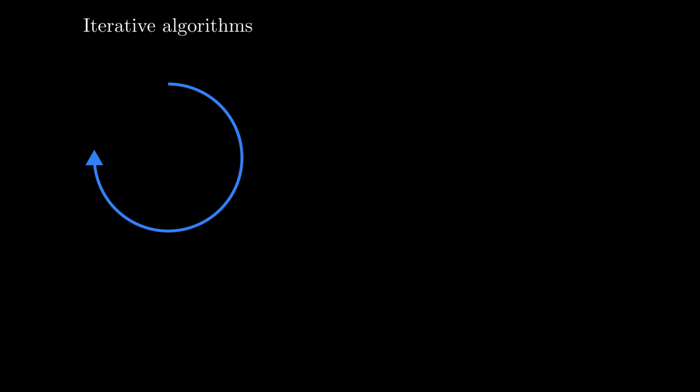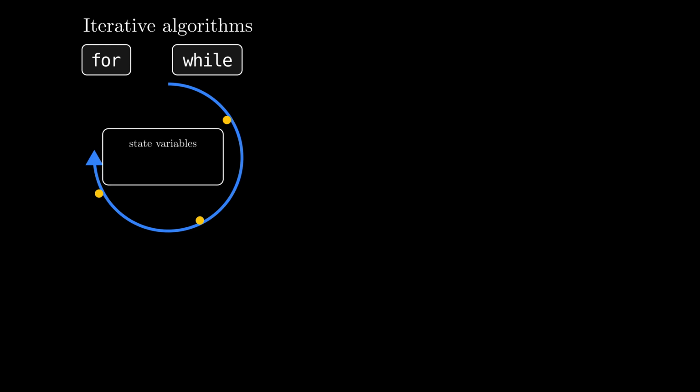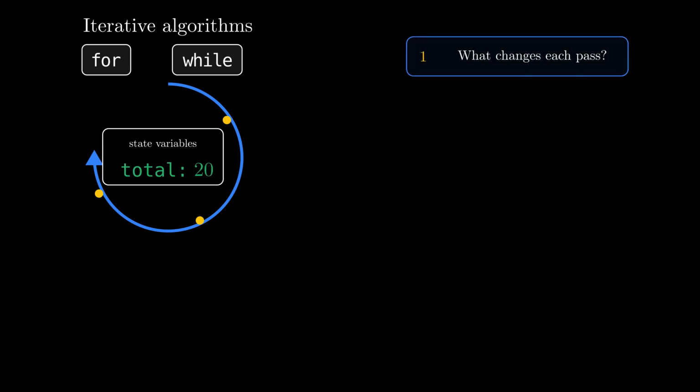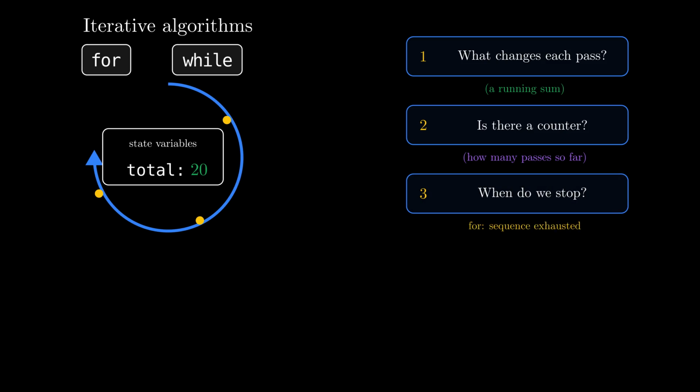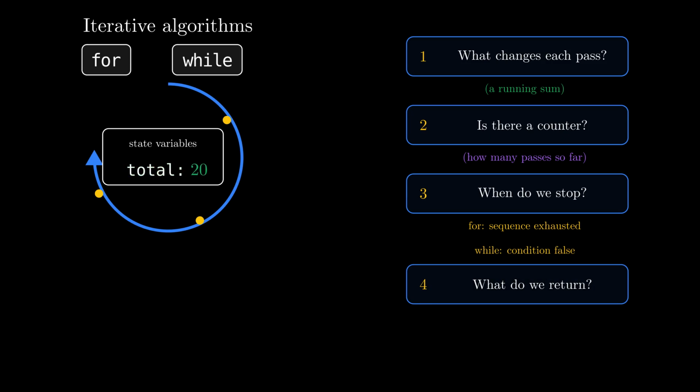An iterative algorithm is code with a loop inside it, a for loop or a while loop, performing some task repeatedly. Its defining idea is state, variables that capture where the computation stands, updating on every pass. Whenever we write one, we answer 4 questions. What changes each time through the loop? A running sum is the classic example. Is there a counter tracking how many passes we have made? When do we stop? A for loop stops when its sequence is exhausted, a while loop when its condition turns false. And what result do we return at the end?